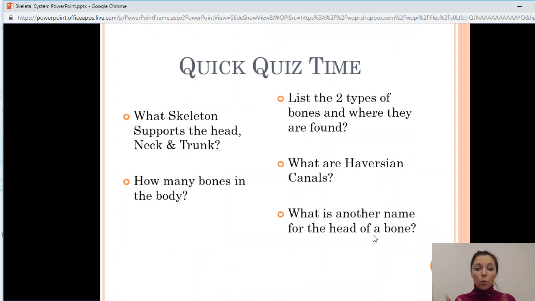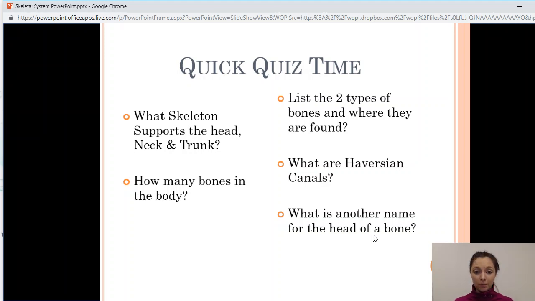Quiz time! What skeleton supports the head, the neck and the trunk? Close your eyes for a second and remember the 2 skeletons next to each other. One skeleton was red in its skull all the way through the middle trunk of the body to include the vertebrae. What was that called? That was the axial skeleton. The axial skeleton supports the head, the neck and the trunk. The appendicular skeleton supports the limbs, the shoulder girdle and the pelvic girdle.